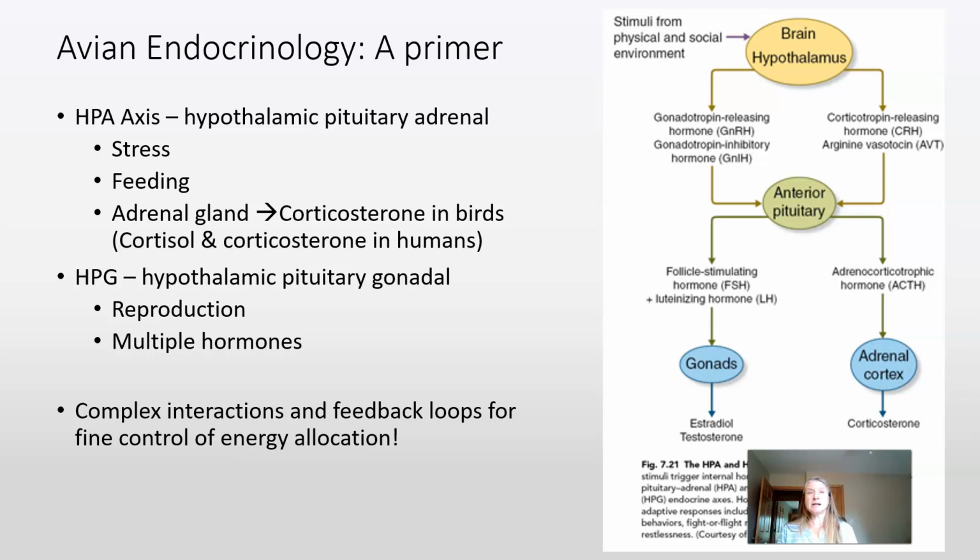Now, the hypothalamic pituitary gonadal, the HPG, is involved in reproduction. There are multiple hormones that the book talks about. I'm not going to go into details there, but basically, just know that during reproduction, these hormones change. They change monthly, they change seasonally. So what I want to have as a take-home point here, in addition to what the book's talking about, is that there are a lot of complex interactions and feedback loops for fine control of energy allocation.